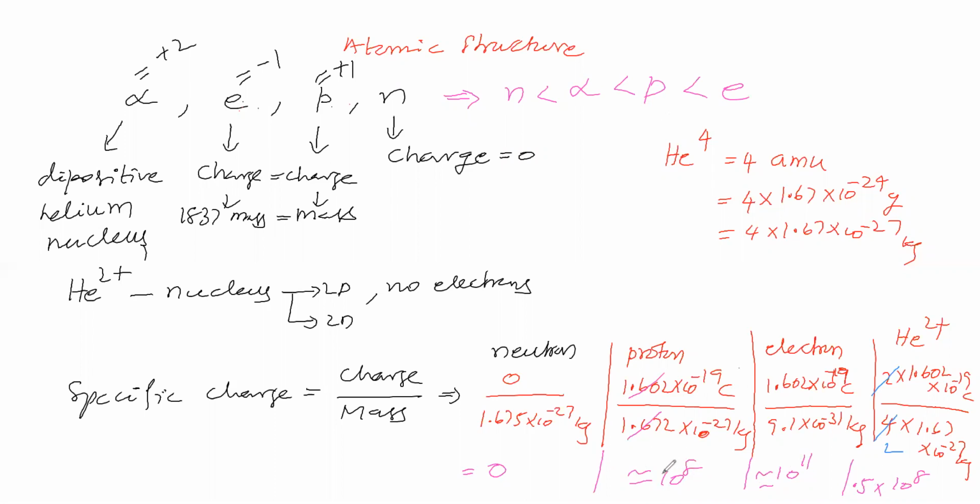Unit of specific charge is coulomb per kilogram in SI system. Okay. So this is about specific charge. Next we will see wave characteristics. Next we are going for wave characteristics.